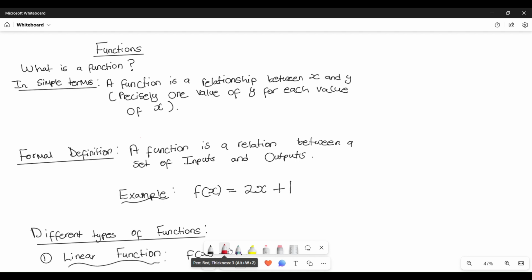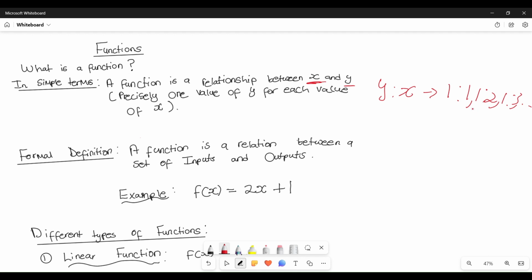Now in simple terms, you can say that a function is a relationship between x and y, precisely one value of y for each value of x. So now what do they mean by this? They mean that the ratio of y to x can either be 1:1 or 1:2 or 1:3 and so on. Those are the acceptable ratios for y to x. So now if we have those ratios, then the relation between x and y is what?